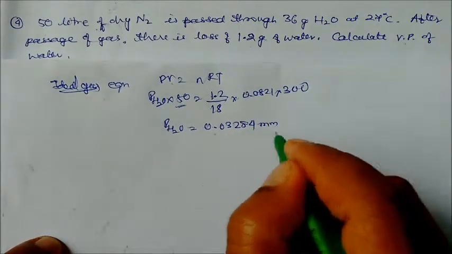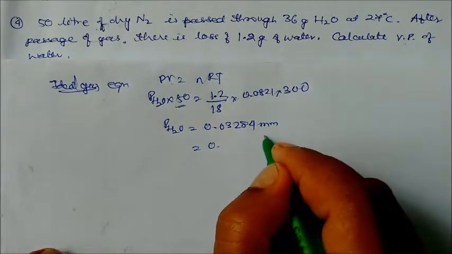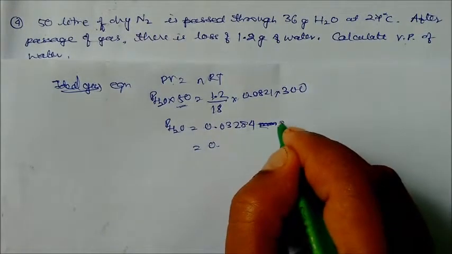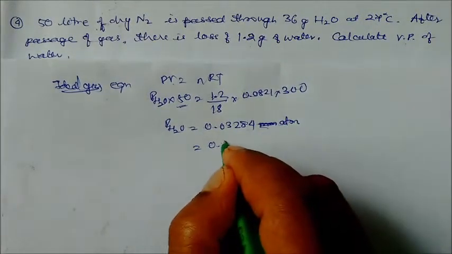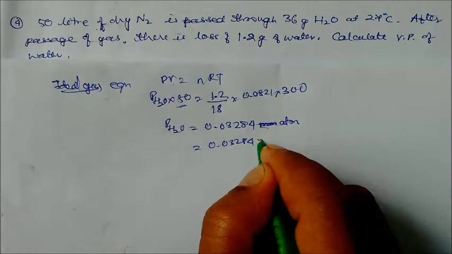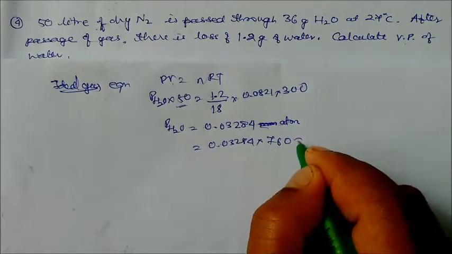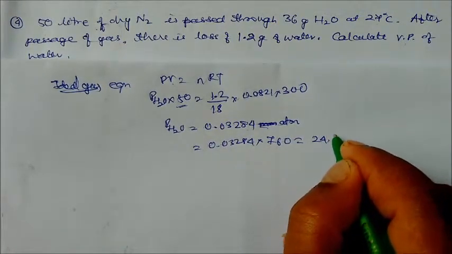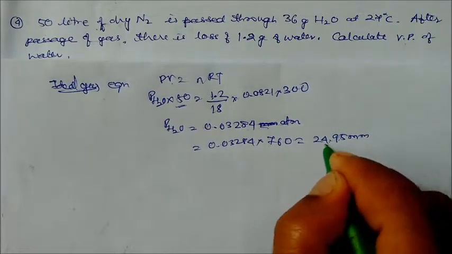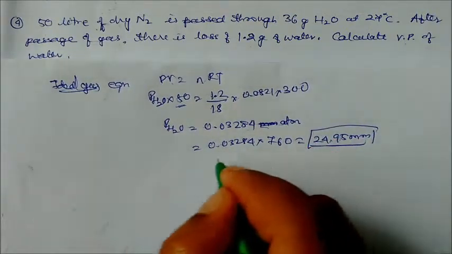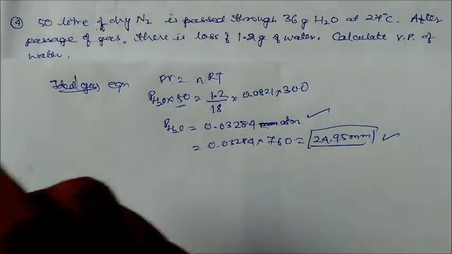This is atmosphere pressure, so we have to convert it to millimeter. 0.03284 into 760, you will get 24.95 millimeter. So this is the pressure of water in millimeter. So both answers are correct.